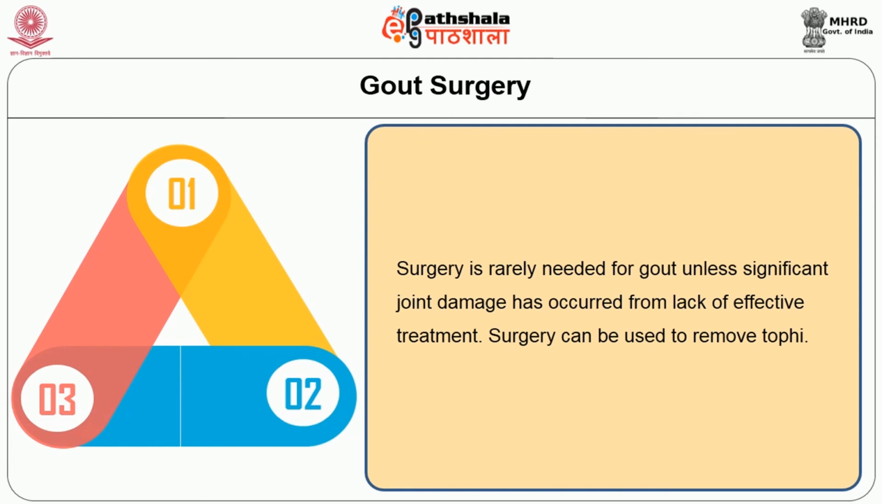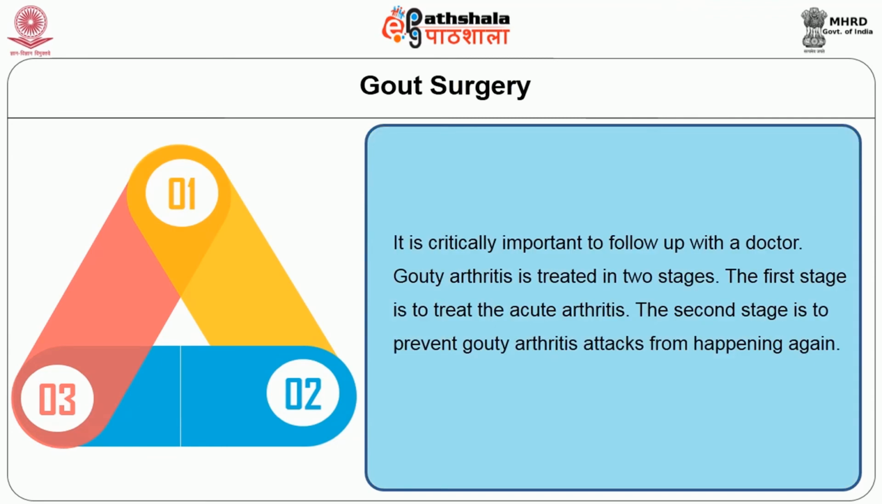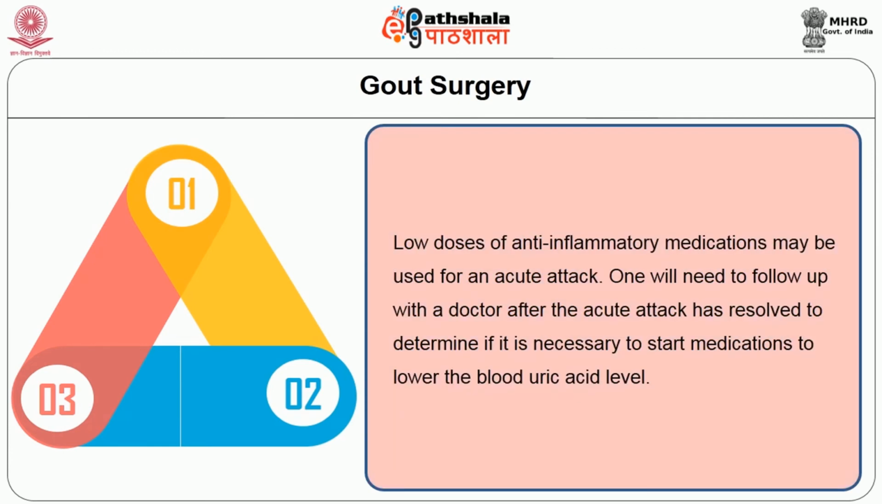Gouty arthritis is treated in 2 stages. The first stage is to treat the acute arthritis. The second stage is to prevent the gouty arthritis attacks from happening again. Low doses of anti-inflammatory medications may be used for an acute attack. One will need to follow up with the doctor after the acute attack has resolved to determine if it is necessary to start medications to lower the blood uric acid level.